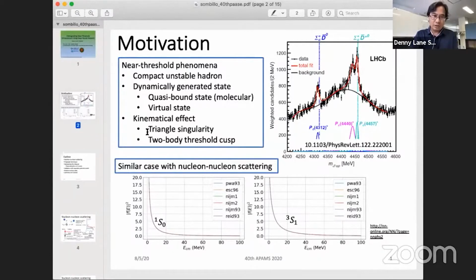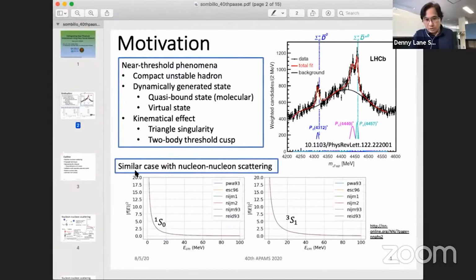And the last two are kinematical effects. So it has nothing to do with the production of new particles or bound states, but is merely due to, for example, the rescattering process happening during the triangle singularity, or just a threshold cusp due to the opening of new channels in the particle creation. So ultimately, we want to address this wide variety of possible phenomena that explain this near threshold enhancement.